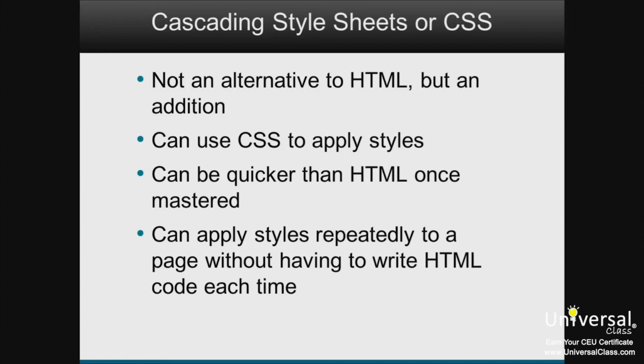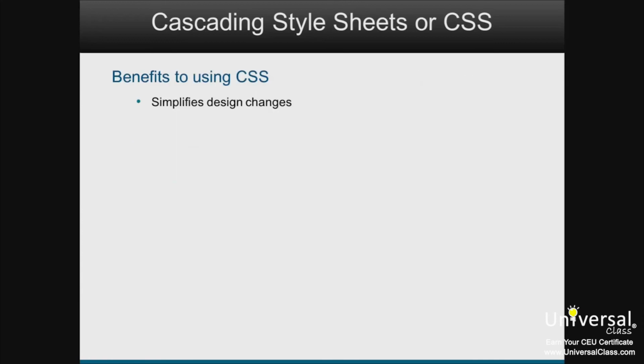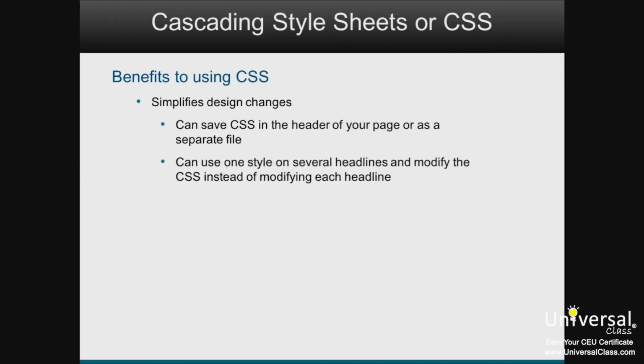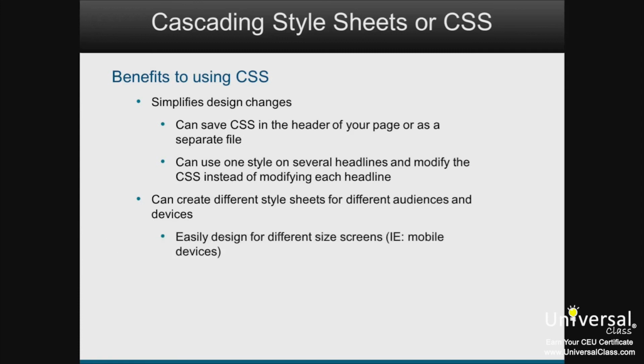Listed here are some of the other benefits to using CSS. It simplifies design changes. You can save CSS in the header of your page, or you can save it in a separate file to apply to several pages. If you use one style on several headlines, then want to change the style, you can simply modify the CSS instead of modifying every headline. When you separate content from design, you can create different style sheets for different audiences and devices. CSS allows you to easily design your site for different size screens, including mobile devices, so your site looks its best for everyone who sees it. Doing so is as simple as linking to a style sheet.